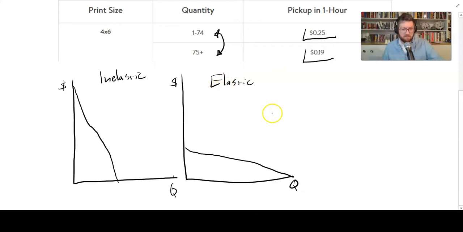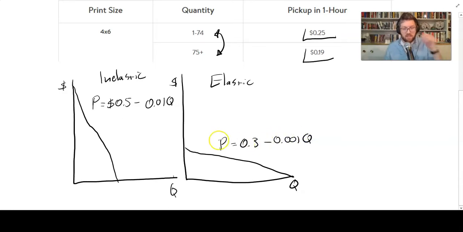So specifically, let's assume that we've got this guy over here. We're going to say demand is given by 0.5 minus 0.01 Q. And this guy's demand is given by 0.3 minus 0.001 Q. So this is capturing this idea that I was talking about. If this guy is not going to get any photos, the maximum price he's willing to pay is 50 cents.